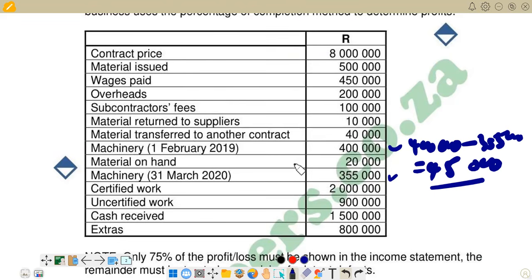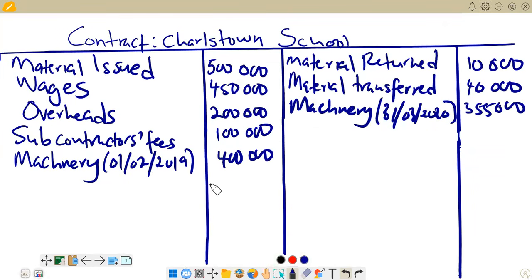And this material on hand also means that this is material that was not used by the end of the period. So it was not used, so we cannot say it is a cost. So the material that was not used, we are also supposed to subtract it. We enter it on the credit side now. So we go again on the credit, and we are going to say material on hand. So the material on hand that we have is 20,000.